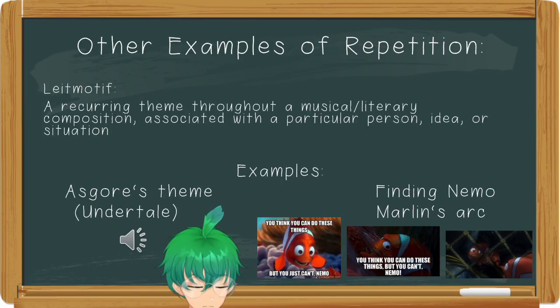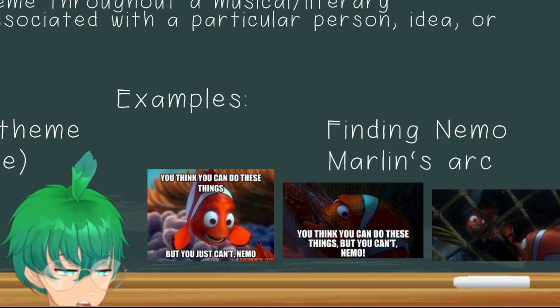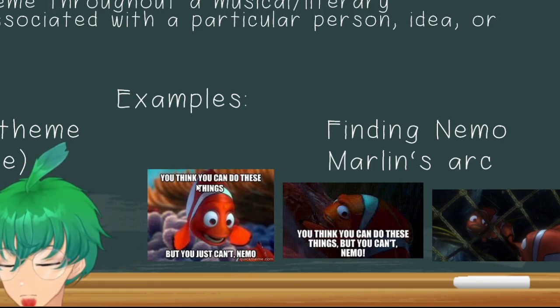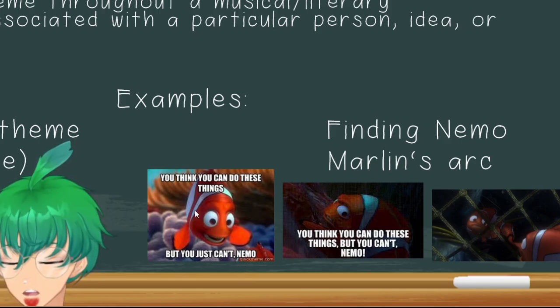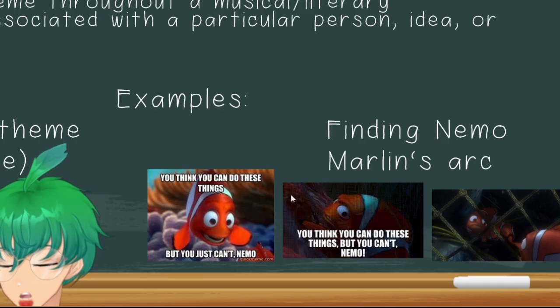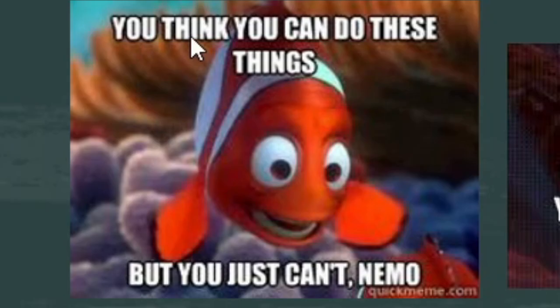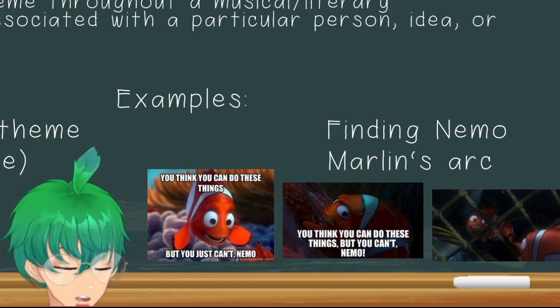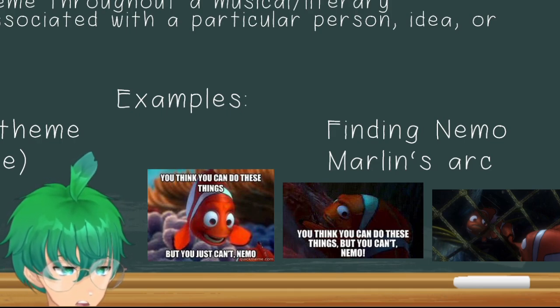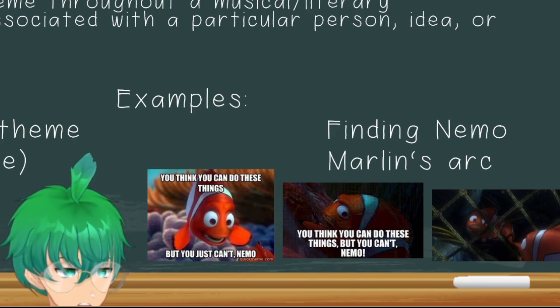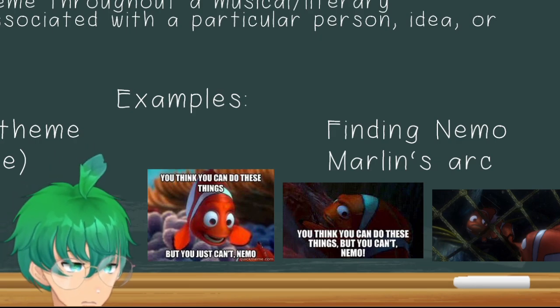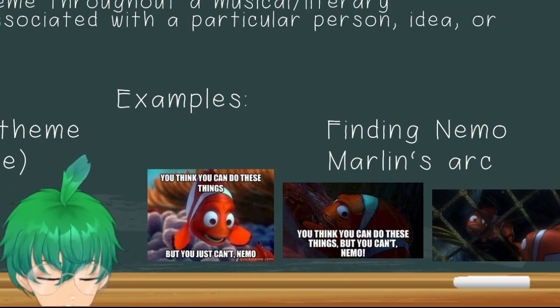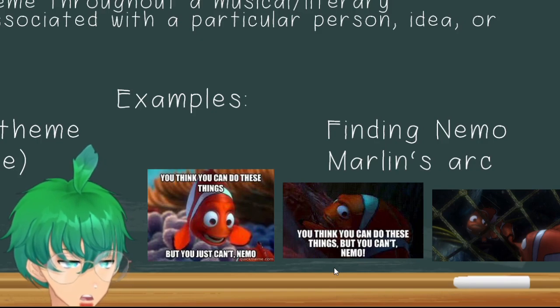Here's another example of leitmotif, if we're going more into the narrative, the literary, the storytelling aspect. If we take a look at Disney Pixar's Finding Nemo and look at Marlin's character arc here, he starts out saying this to Nemo when Nemo is trying to be his own person and separate himself from his dad's overprotectiveness. Marlin says, "You think you can do these things, but you just can't, Nemo." And that tells us about Marlin's mindset, that he needs to be there to watch over his child, to do the things that Nemo can't because of the physical damage that he sustained as an egg.